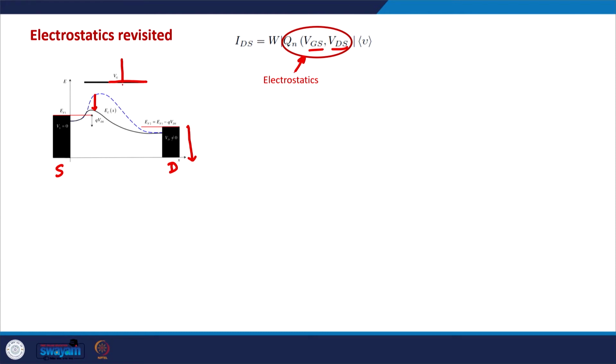By using the gate voltage, we can control the barrier height, and by using the drain voltage, we can control the symmetry of the barrier to allow the electron flow from the source to the drain. So this is the ideal scenario in which ideally the barrier height should only depend on the gate voltage and not on the drain voltage.